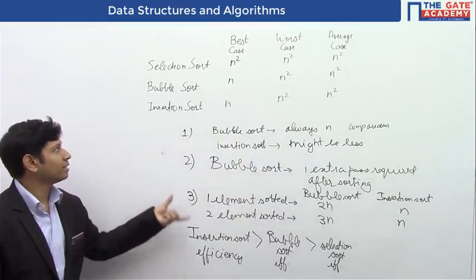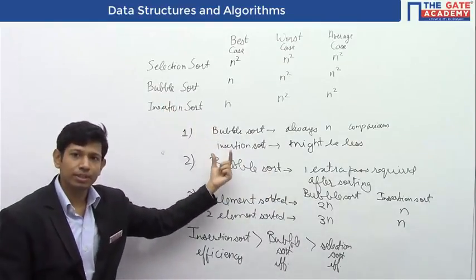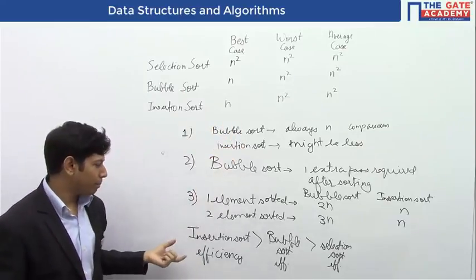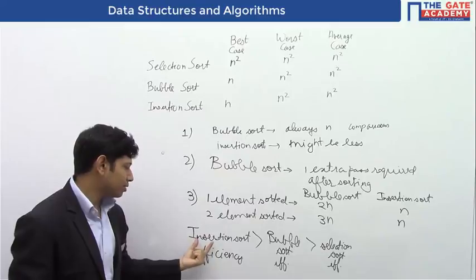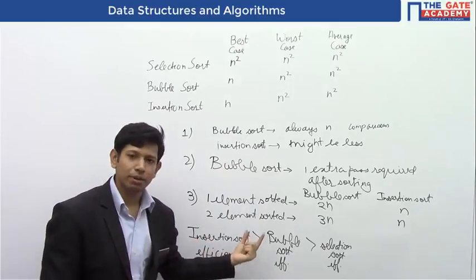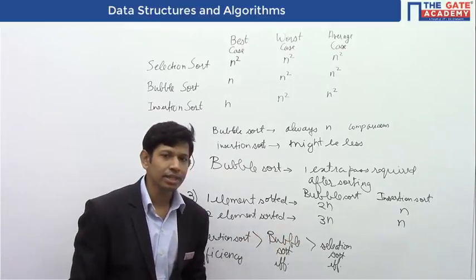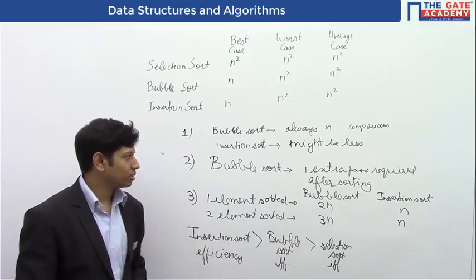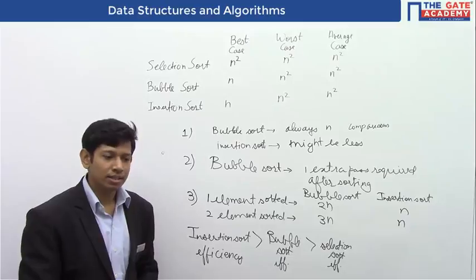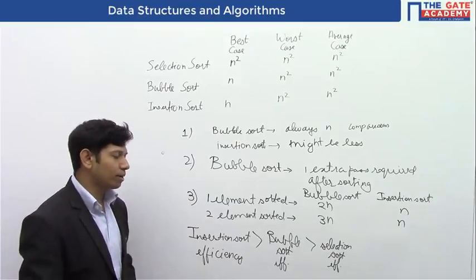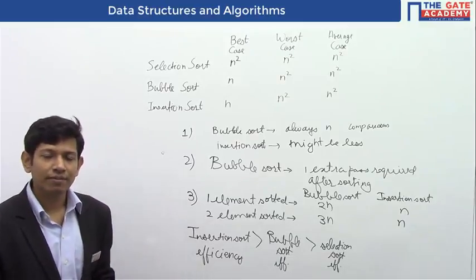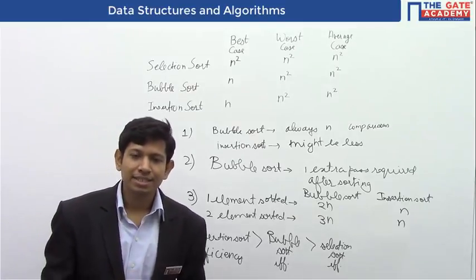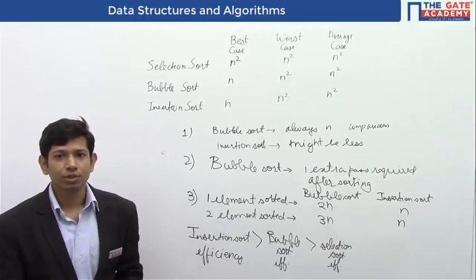So we have seen that in the best case, there is a difference between the three. For worst case and average case, all three are equal. But comparing the best case performance, insertion sort is more efficient than bubble sort, which is more efficient than selection sort. So this is how we have to find solutions of such kinds of problems. We have to compare not just the worst and average case, we have to see which algorithm performs best taking all the cases into account.